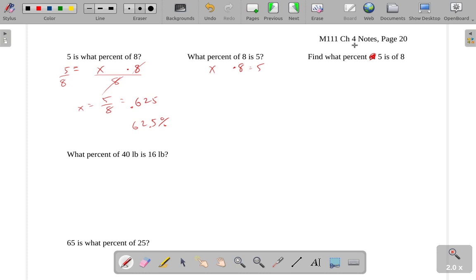And if you come across something like this, I recommend retranslating it into a way that is more natural. Find what percent 5 is of 8. Well, 5 is what percent of 8? That would be my retranslation, and you can see that's exactly this one right here. 5 is what percent of 8.